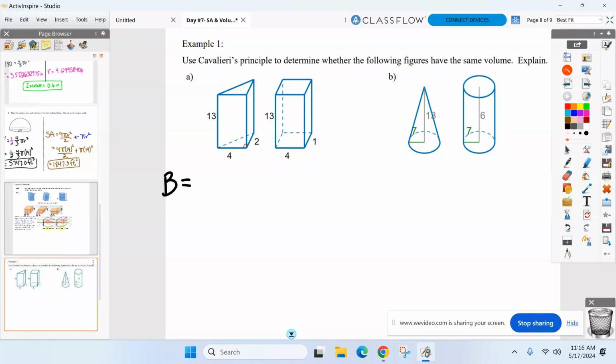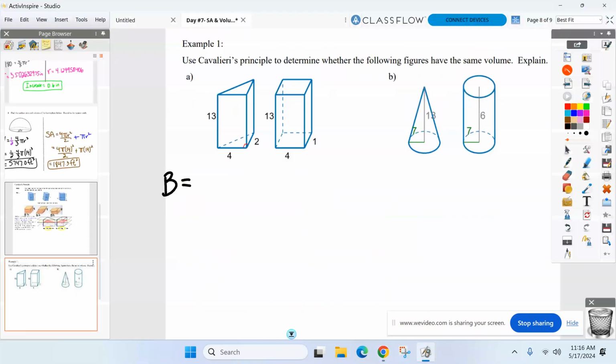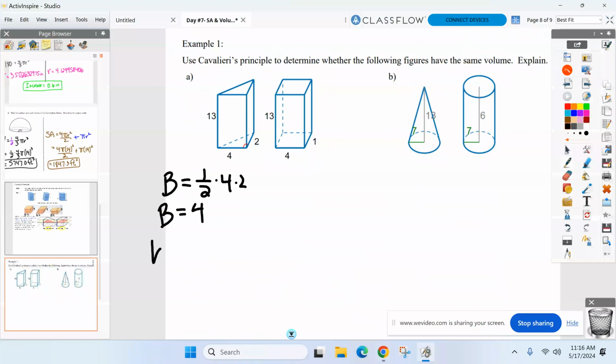How do you find the area of that triangle, by the way? How are you going to find the area of that triangle? Ian, how do I find the area of that triangular base? Good. 1/2, in this case, 4 times 2. So capital B is going to be 4. And what's the height of this prism here? Height of this prism, Charlie? 13. Done. You don't find the volume. That's all I want to know right here, are these two.